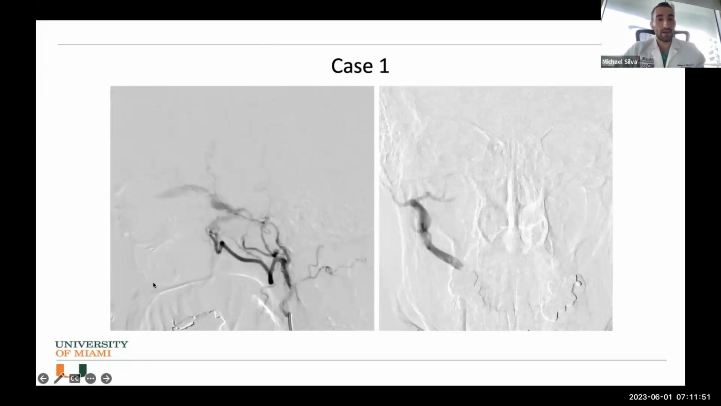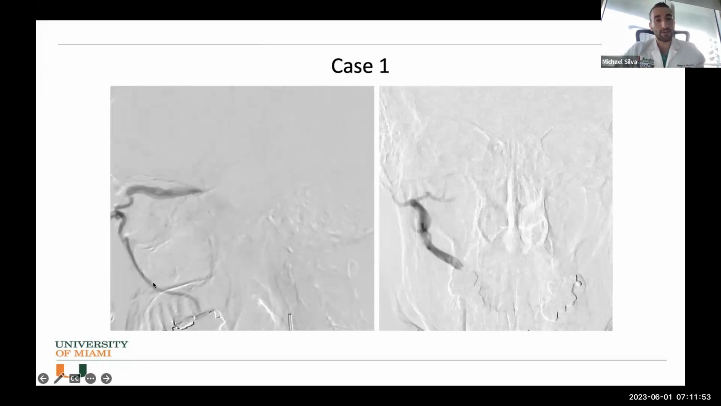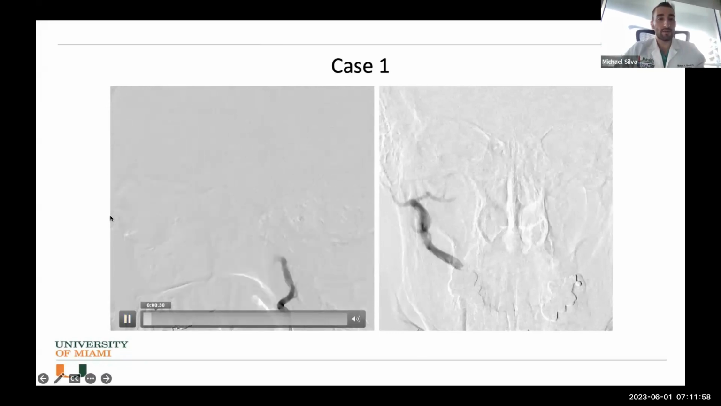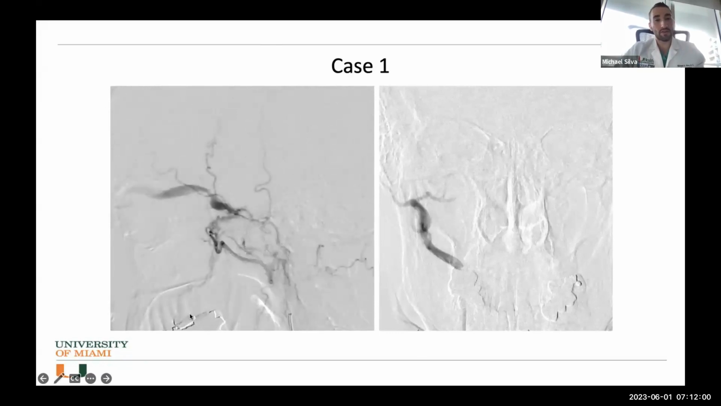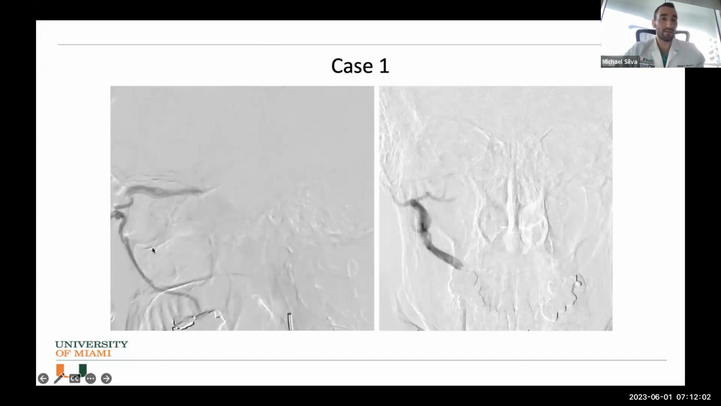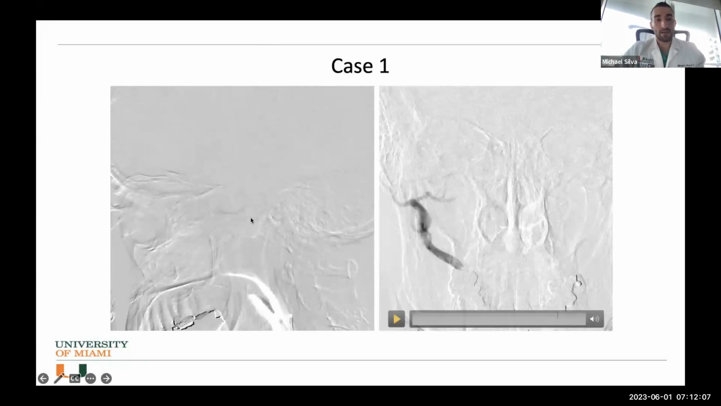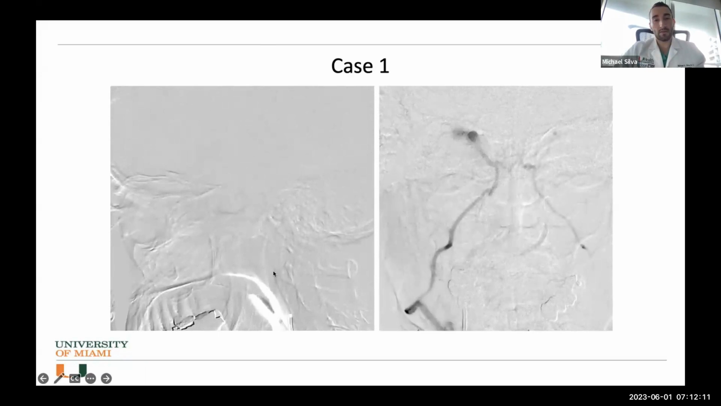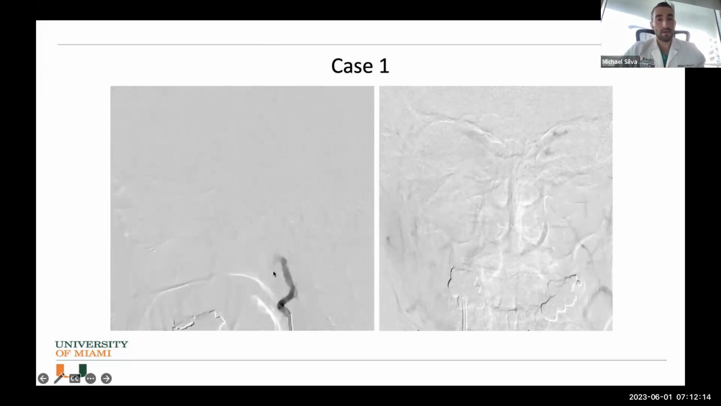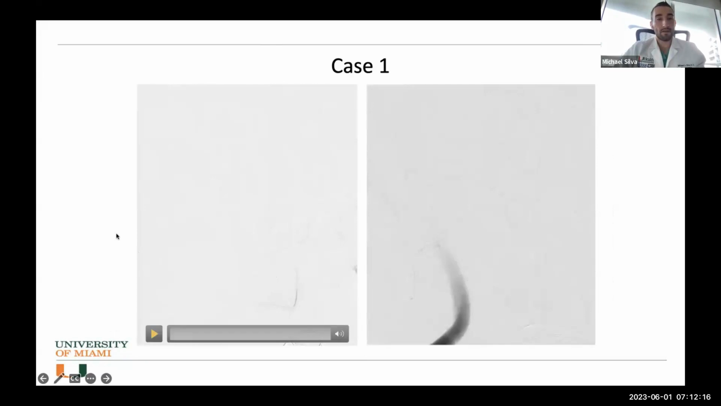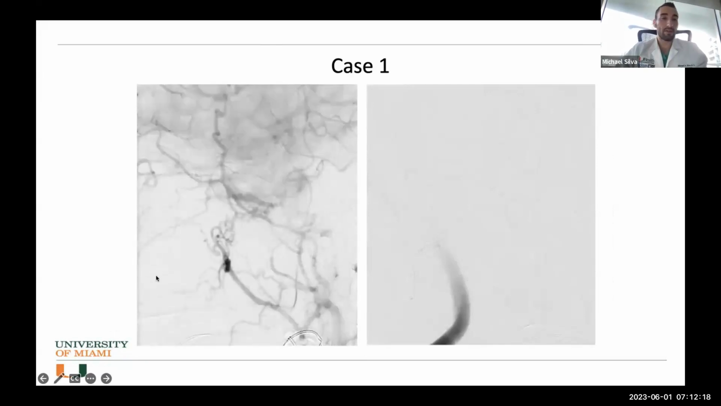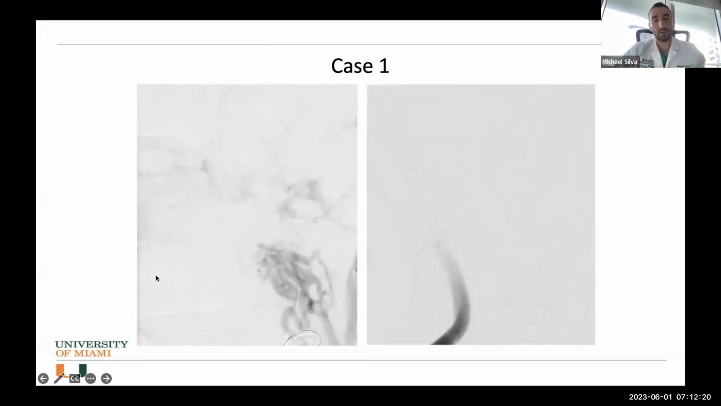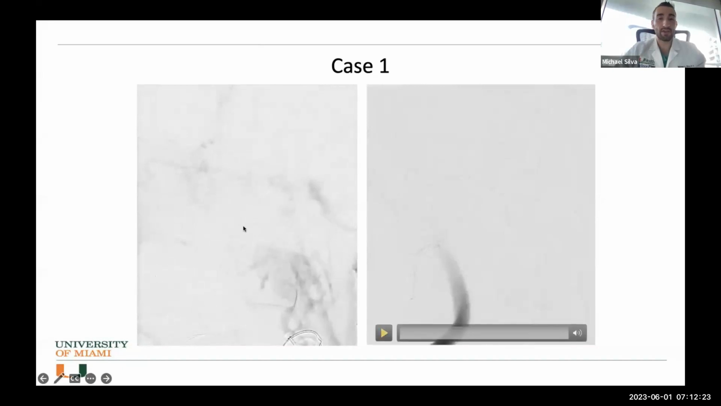So this is an ECA, external carotid artery injection. As you can see, we have early filling of a venous structure here. Even in the arterial phase, you're seeing venous filling here of the superior ophthalmic vein. And this is the AP image of that as well. Now we have an ICA injection also showing early venous filling. In this case, you're seeing early filling of the cavernous sinus.